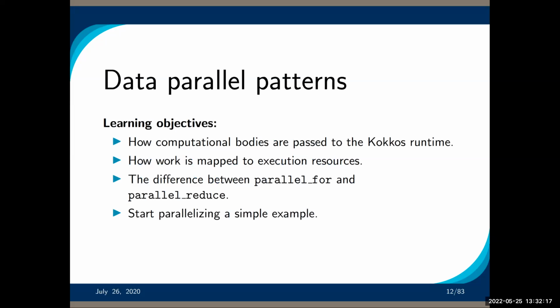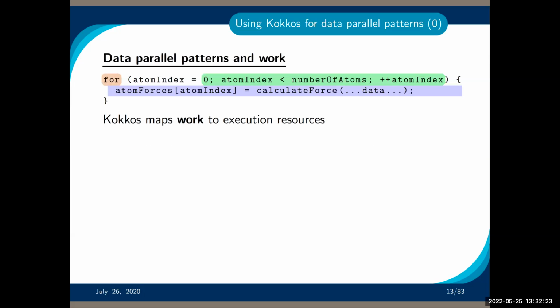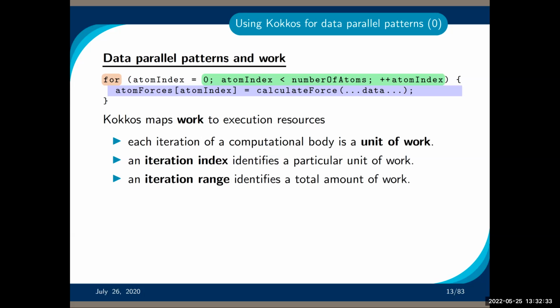So here are the basics of how Kokkos works. If you have a normal sequential loop, we want to map that to be able to execute on various devices. Each iteration of the computational body is a unit of work. The index says I'm working on this one particular piece, and the range says how much work total I need to get done.